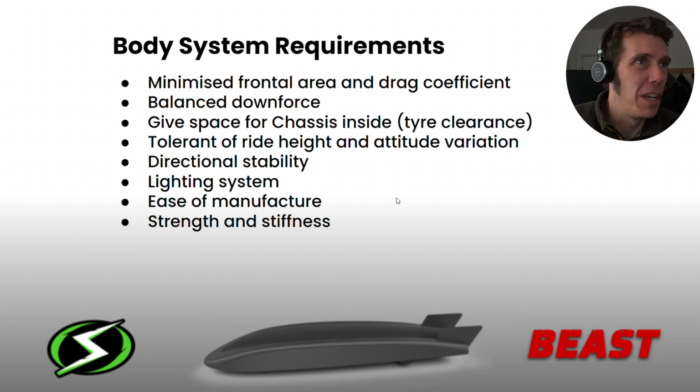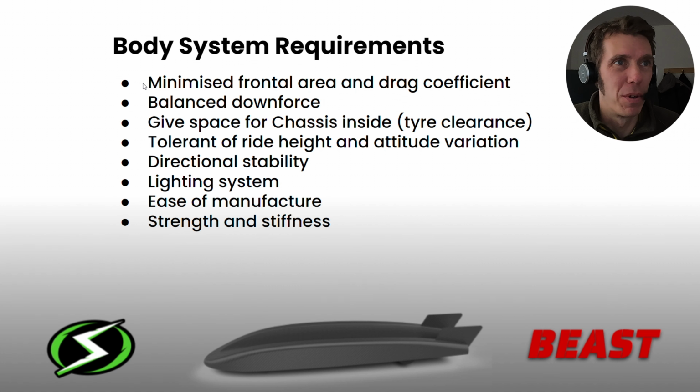So just a bit of a recap on the requirements for the body system. On the last video, you saw that I was going to aim to minimize the frontal area and the drag coefficient of the body shell, because as I showed, that's important for RC speed cars. I'm looking to have a balanced downforce across the front and the rear of the chassis, and it's obviously got to have space inside for the chassis, including having clearance for the tyres, which is obviously important for speed running, where the tyres might expand a little bit as they go faster.